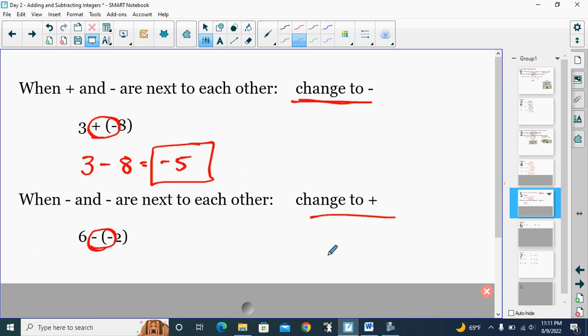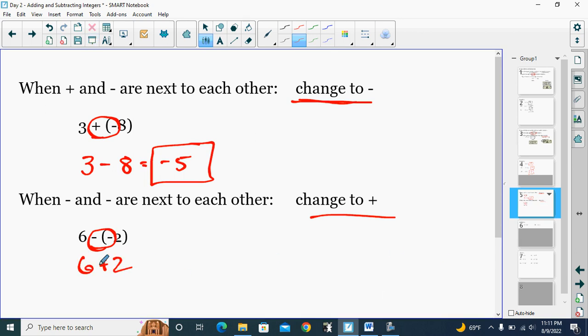Minus and minus next to each other gets changed to a plus. 6 plus 2, they're both positive. We don't need to think through the rules here. 6 plus 2 is just 8.